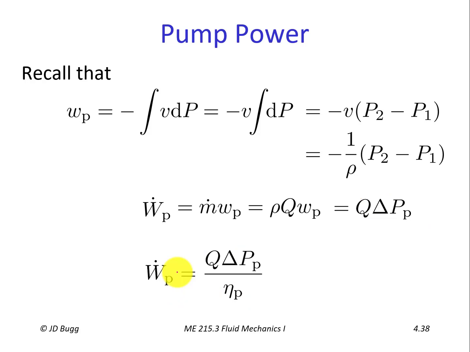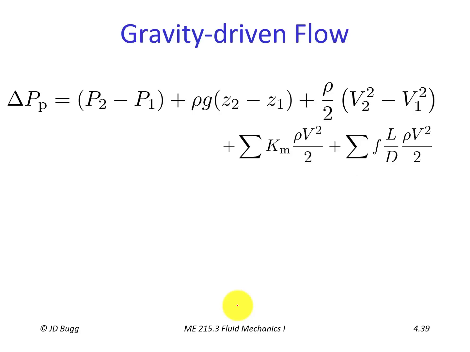Now, like I said, when we get to the turbo machinery section of the course, we're going to be revisiting this equation quite a bit, and we're going to be learning how to calculate or predict the efficiency of various types of centrifugal pumps. Now, the last topic I want to look at in this particular video is what happens when we actually don't have a pump, but instead we have a gravity-driven flow.